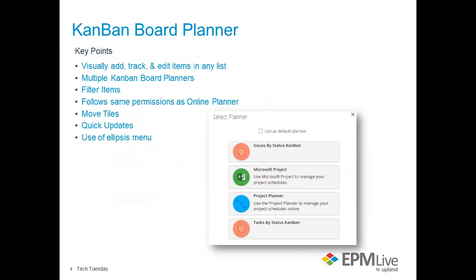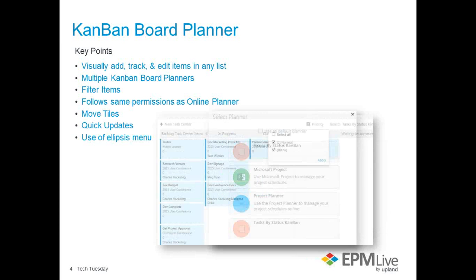In EPM Live, the Kanban board is used to control and visually monitor processes in small steps, which helps to identify problems and maintain continuous improvement. The Kanban board planner allows you to visually add, view, track, and update the status of items quickly and easily in one location. Within the Kanban board planner, you can quickly drag and drop Kanban cards through workflow stages.